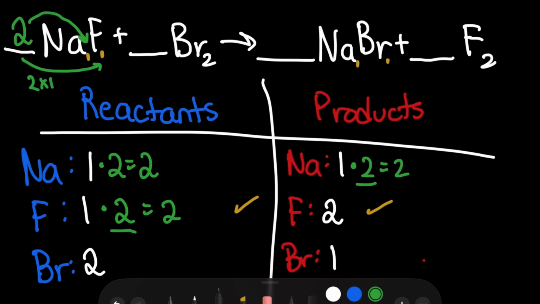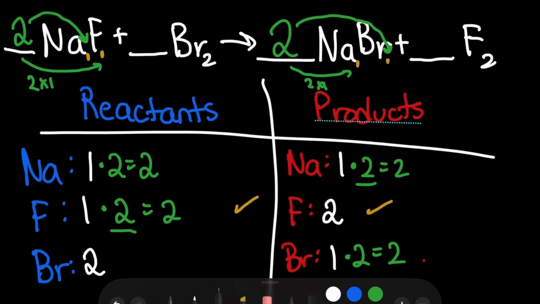But in order to achieve that balance, once again, I can just multiply 2 to the 1 sodium on the product side in order to get 2. So I just include the coefficient of 2 on the outside, and now I have 2 of sodium and then 2 of bromine. So that means I also have to multiply the coefficient of 2 to the bromine. So now it's 1 times 2, giving me 2. Which is also the same as the 2 bromine on the reactant side.